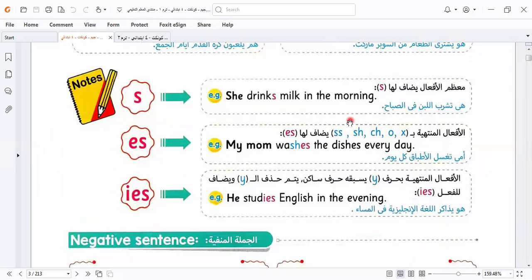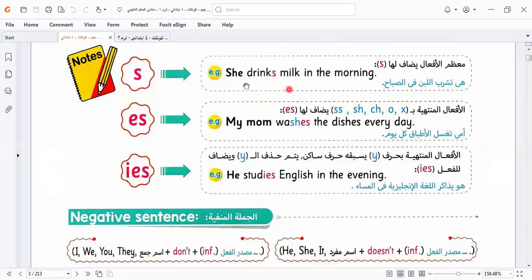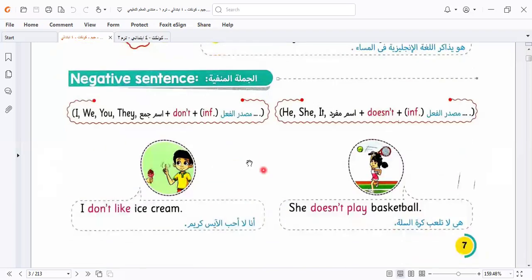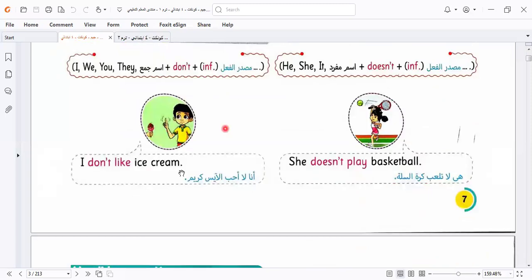Let's go to another item here. We have some verbs that take s, some others take es, and others take ies. We have here drinks, washes, and studies. Let's go to the negative form of this sentence. As we told you before, we use don't and doesn't. And when we use does, we can't add s to the verb, okay?